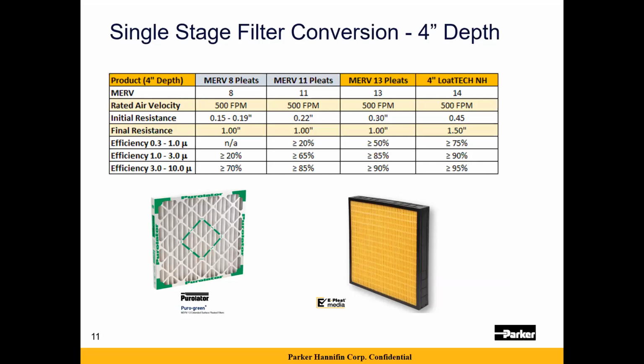But there is a resistance increase. You're going from about 0.15 to 0.19 inches water column on a MERV 8 pleat up to 0.3 inches on a MERV 13. So again, something you might want to check into to make sure that the systems are compatible before making that change.